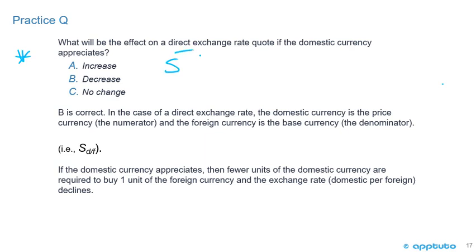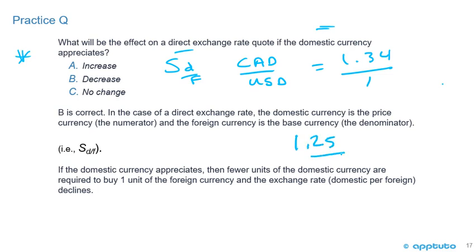So again, it says direct exchange rate. So I know the rule, DD: domestic over foreign. I'm Canadian, okay? So I like to put my CAD over my US dollar. Then I know that right now $1 US will get me $1.34 Canadian with a little bit of rounding. Then I read the question. It says if the domestic currency appreciates, what's going to happen to the numerator? It means $1 US is going to get me fewer Canadian dollars. So it's going to be 1.25 over 1, correct? It takes me fewer Canadian dollars to buy that $1 US because my Canadian dollar is appreciating.